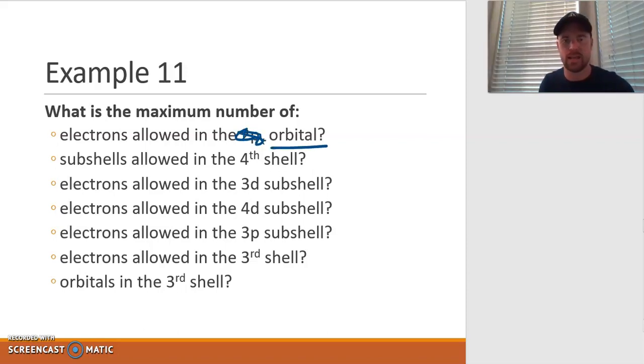It doesn't matter what it says. How many electrons are allowed maximum? 2. It does not matter what orbital we're looking at. All right. Let's look at the second question here.